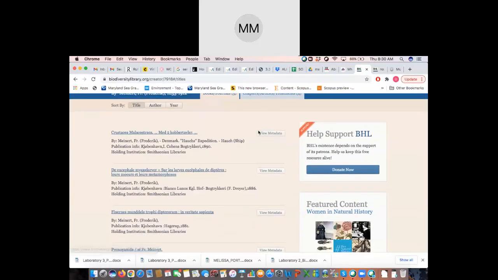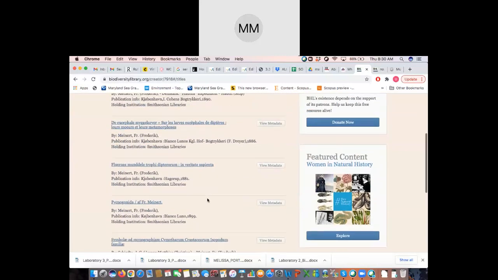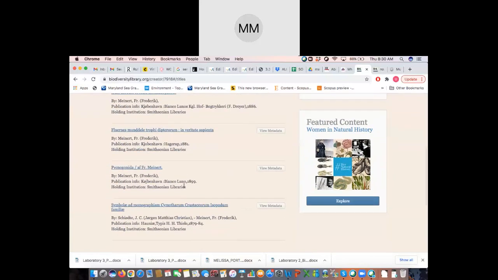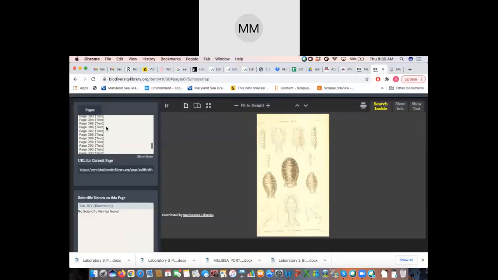So they've uploaded all of their scientific work. In my case, I'm looking, okay, Malacostraca is not what I'm quite looking for. So I'm looking, for example, at the isopods. If I click on that, basically it'll give me a whole list of all the pages within this book.